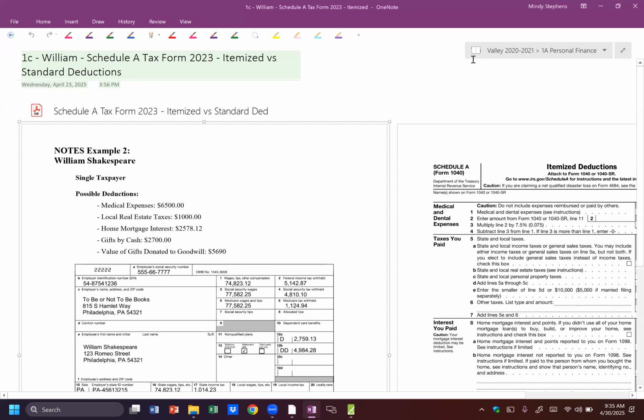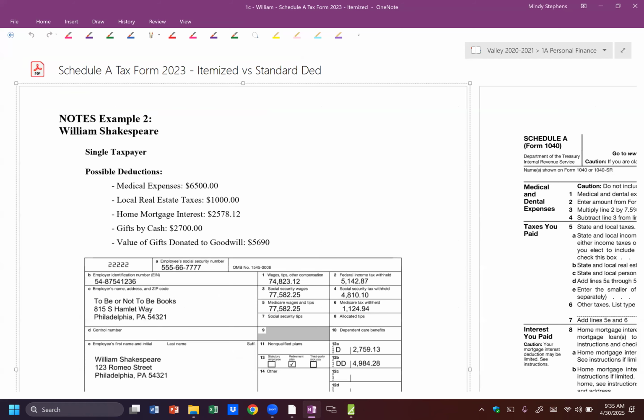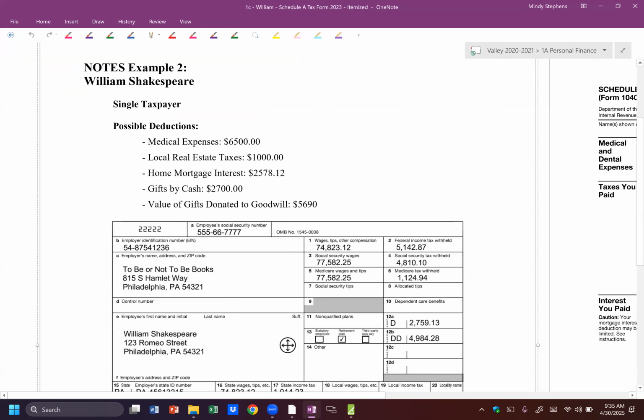All right, so this example is William Shakespeare, and this is again itemized versus standard. So we're figuring out which deduction he's taking. So you have your information sheet, which looks like this. We have the medical or the possible deductions down the top.